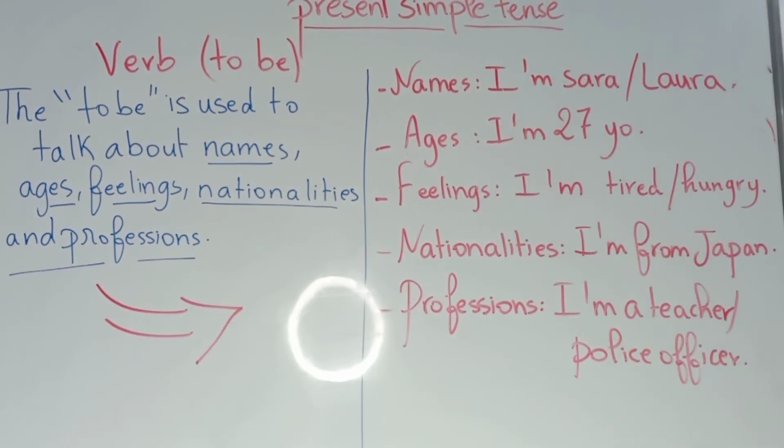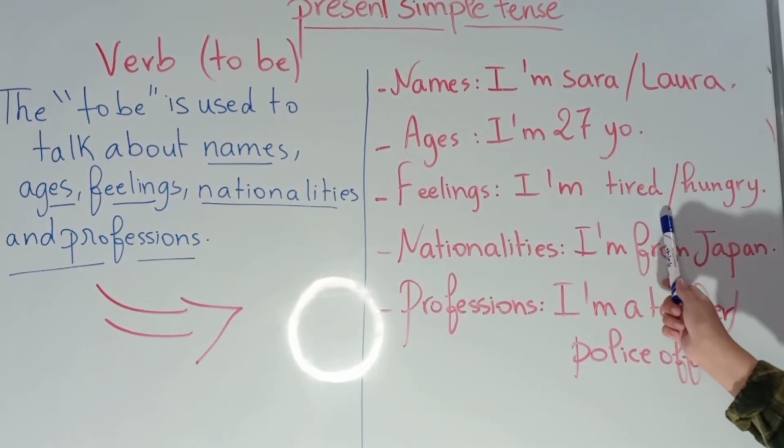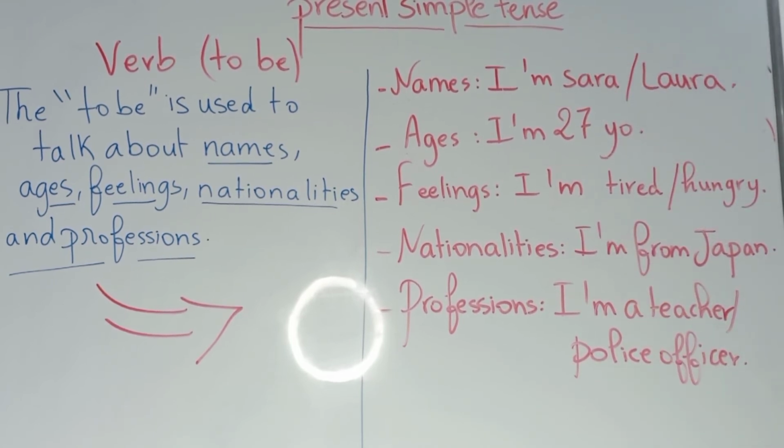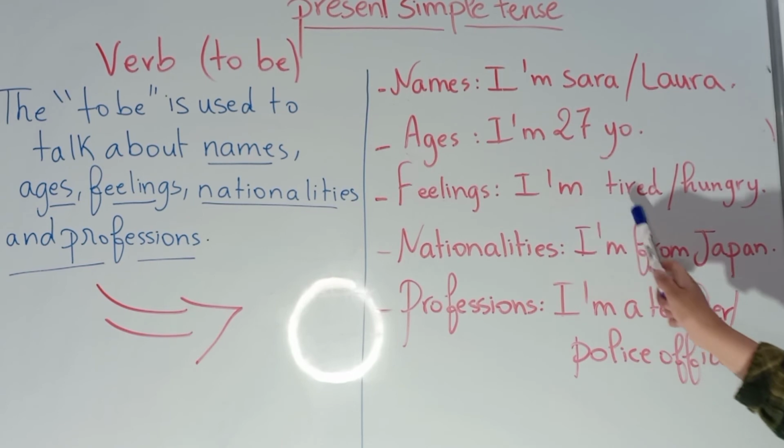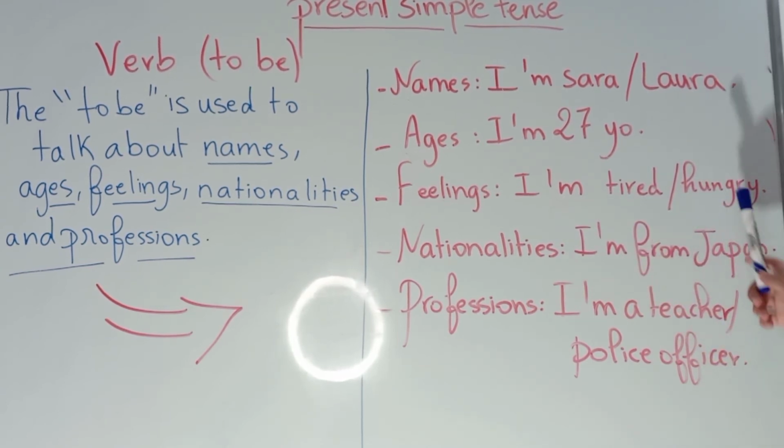Also, we use it for feelings. How do you feel? Well, I'm tired. Okay, I'm tired, talking about your feelings, your emotions. How do you feel? Are you hungry? Are you sleepy? Are you tired? Are you mad? Okay, so you're expressing your feelings and you use verb to be. I'm tired. I'm hungry. I'm mad. I'm angry.